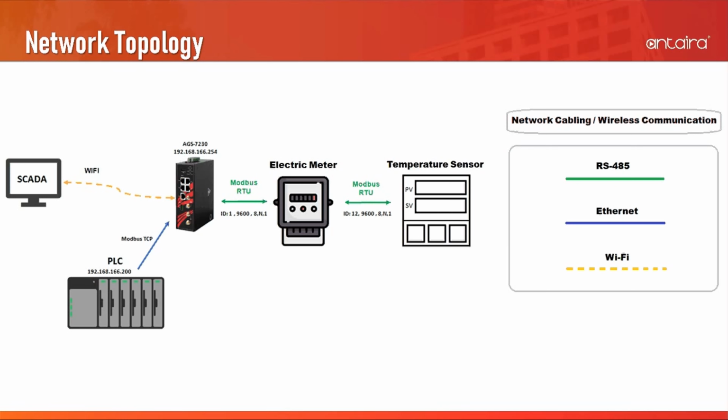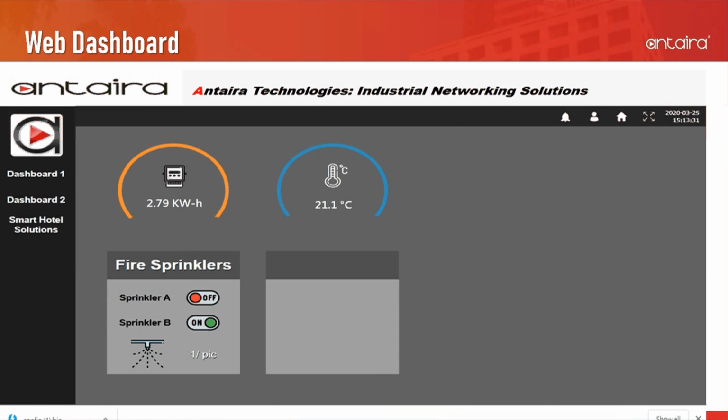The electric meter is used to record electricity usage, and the temperature sensor is used to measure the temperature of the surrounding environment. These measurement data can be further analyzed in order to improve energy efficiency of a building. Here's the dashboard of our SCADA, which displays the electricity usage and temperature.